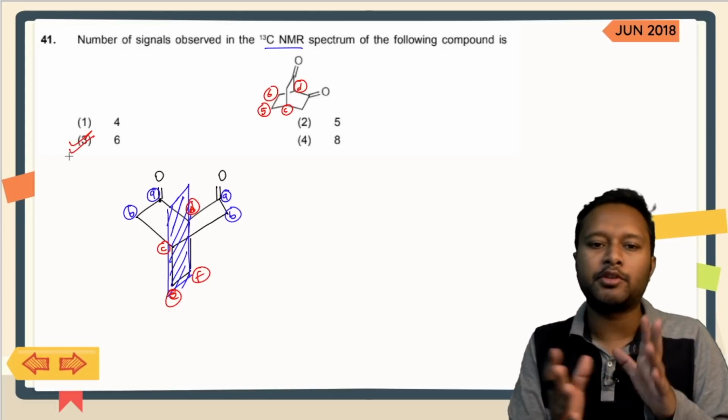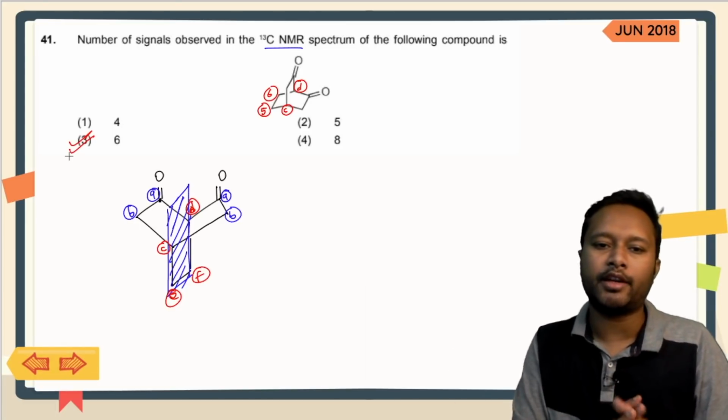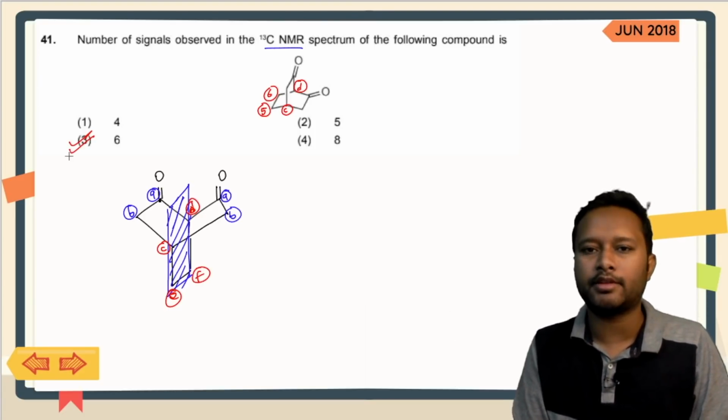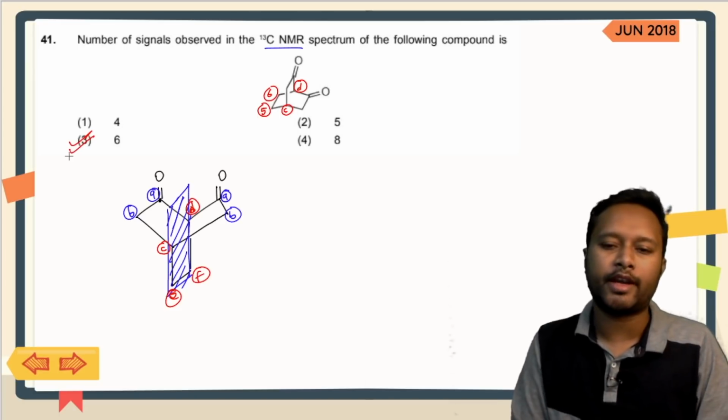Alright, so you just have to orient the molecule a little bit and then look at it. It becomes much easier to understand the number of carbon types in the molecule. Alright, so this is how it has to be done.